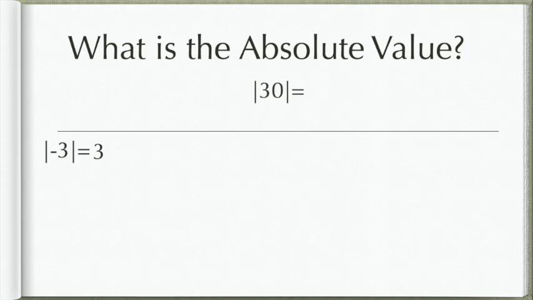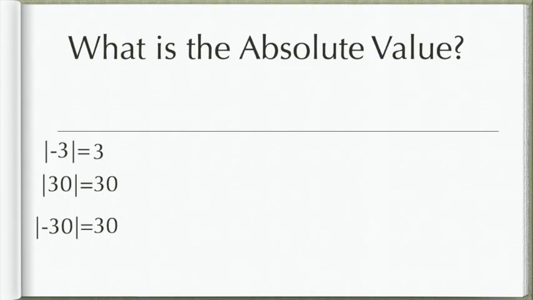What's the absolute value of 30? It is 30. So positive. Our absolute values are always positive. What's the absolute value of negative 30? It's also 30. What's the absolute value of 16? 16. So far you might notice that all of the answers are positive because the absolute value is positive.